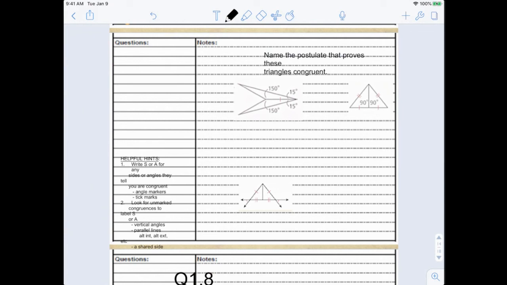So I know angle, shared side, angle. Hopefully you guys said angle, side, angle. For the second one, I have a side. I have an angle. I have another side.